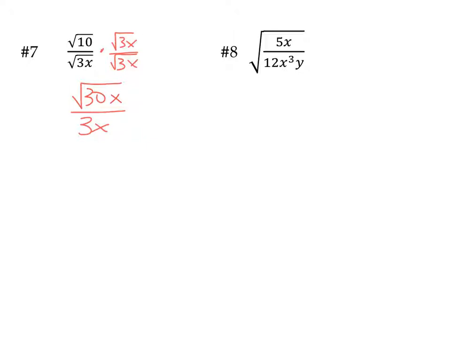I can't simplify the square root of 30. X by itself doesn't have a square root. Okay, so I would just leave my answer now like this. It's called rationalizing the denominator. I'm going to write another example down here below.